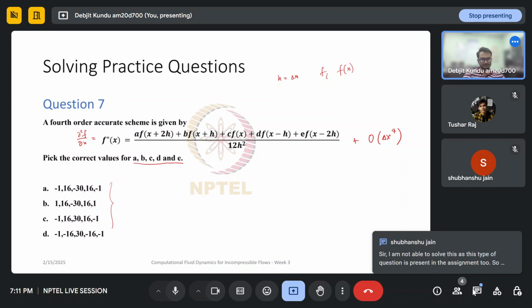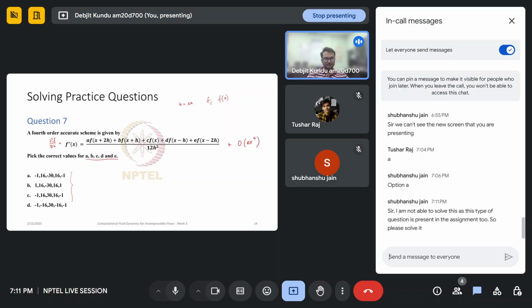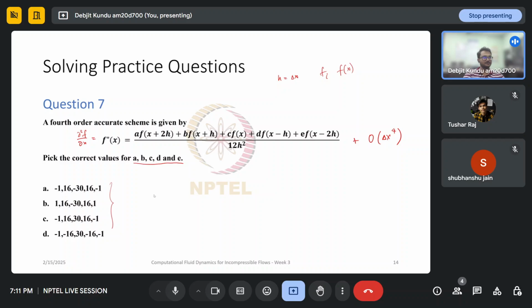I'm not able to solve this as this type of question is present in the assignment too, so please solve it. Okay, so I'll be helping you with your assignment, right? In the assignment, the same question was there. If it was, then I'm not allowed to use the same problem here. Sir, in my assignment 3, the last date was 12th of February. Cool. Then we can discuss freely. Then it's legal to discuss.